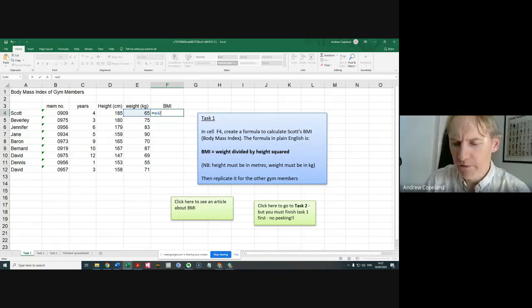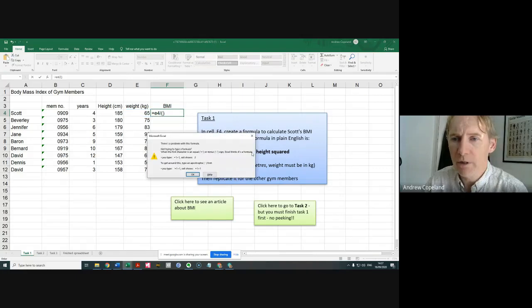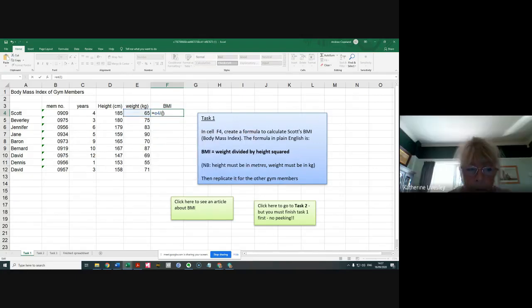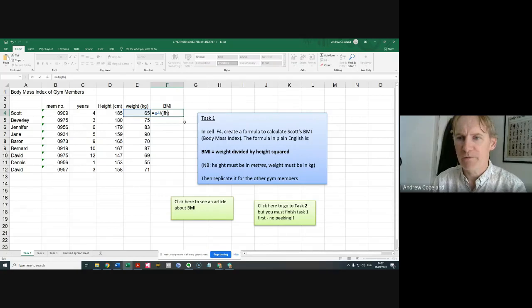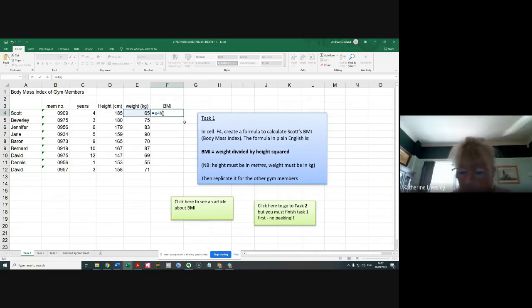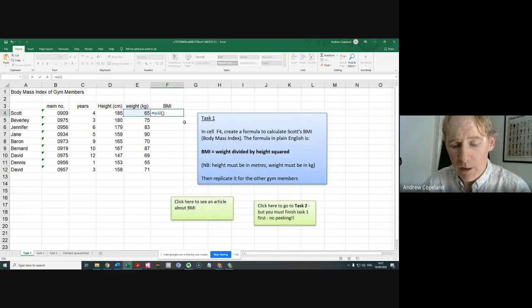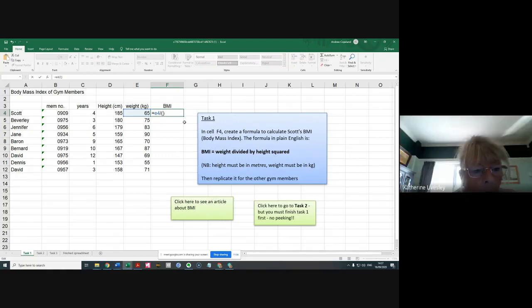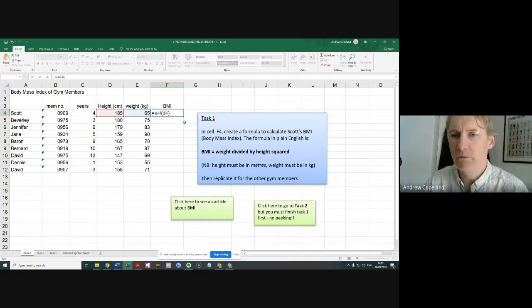And this is how you do that. The other thing is we're going to have to use brackets here because it's all got to be done in one go. I've opened some brackets there, and I'm going to type stuff into them. So everything we do has got to be in brackets. Otherwise, it'll do it in the wrong order, and we'll get the wrong answer. So, what cell is Scott's height in? It's in D4. It is, right. But it's in centimeters, so we need to divide that by 100. So that's like that.